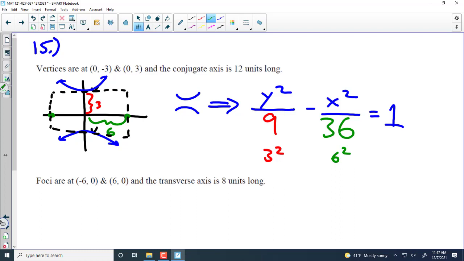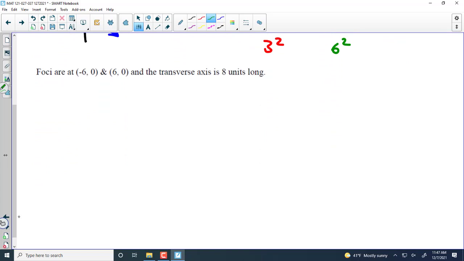Are we ready to try the second one? Let's try it. See what you can do with the second one. If you haven't already started it, please start it now. And this one's the harder one. This one's got a little bit more going on with it.